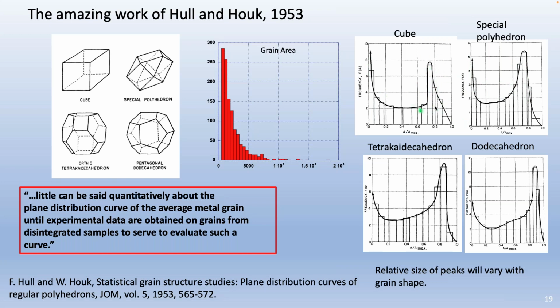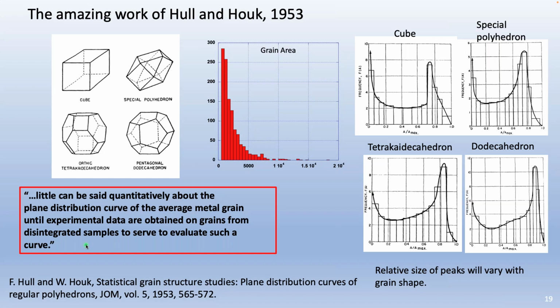You see a large number of data, and I should mention that this is a frequency plot, and this is the area of the measured section over the maximum area they get from that polyhedron. And they see these shapes. The relative size of the peaks and the distribution of these peaks will vary with the grain shape. But one of their conclusions was that little can be said quantitatively about the plane distribution curve of the average metal grain until experimental data are obtained on grains from disintegrated samples to serve as an evaluation of such a curve.